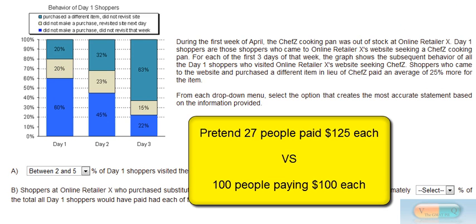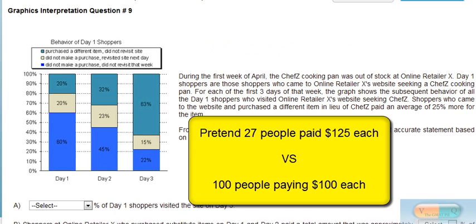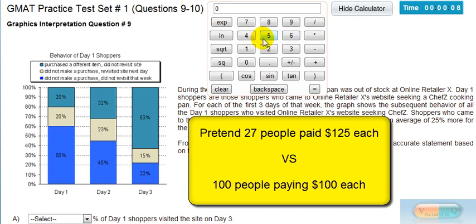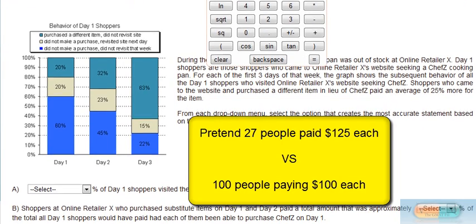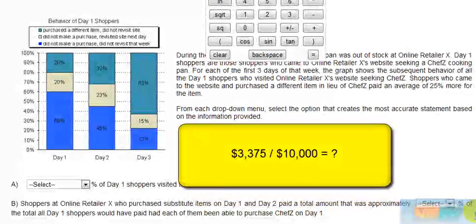Well, you're going to need to use the calculator for this. So for the calculator, you have, okay, so you said $125, right? Because it's 25% more than usual. 125, you multiply that by 27%. So 27. That gives you 3,375.